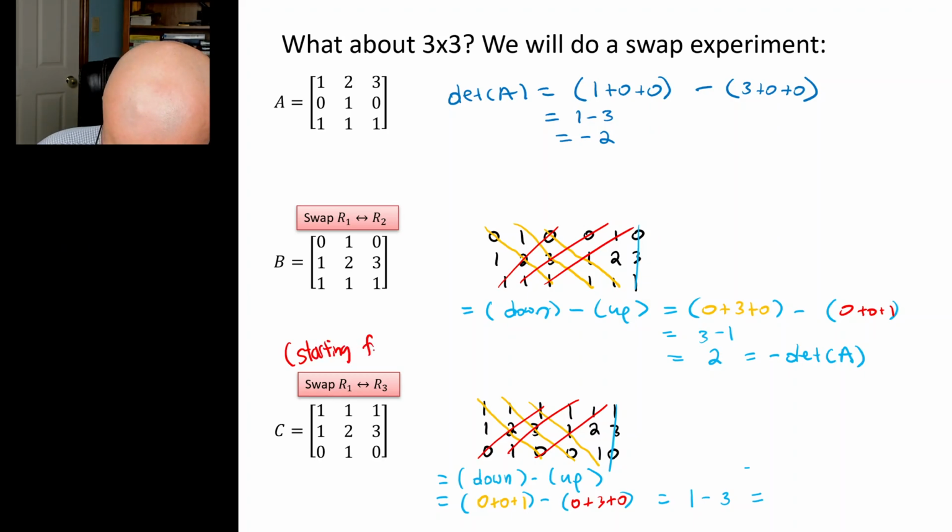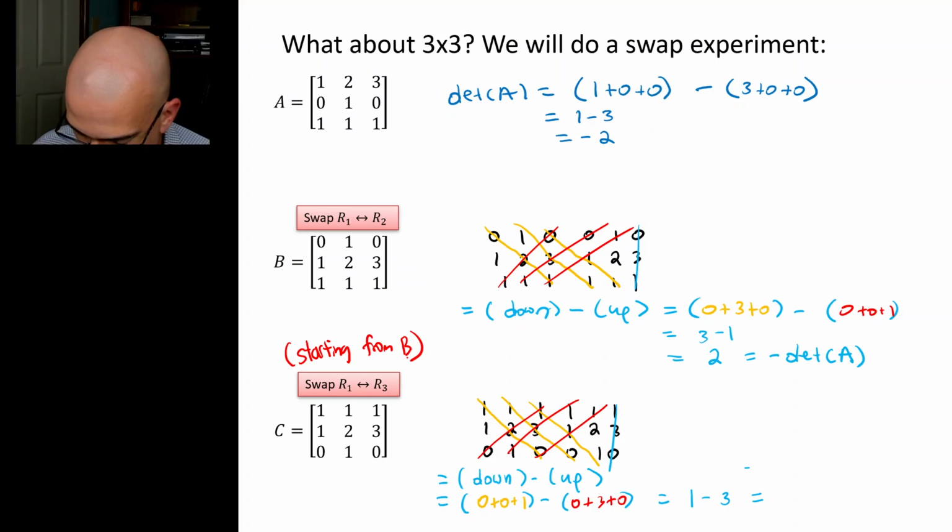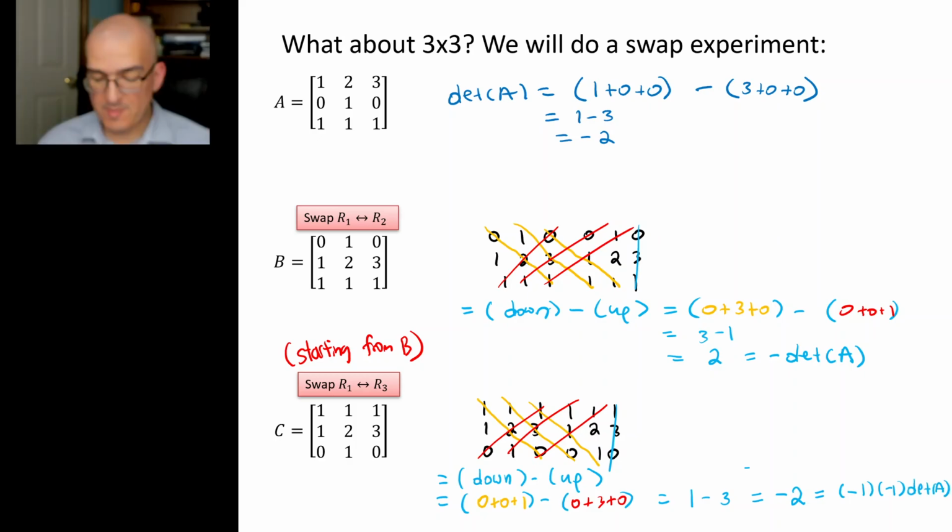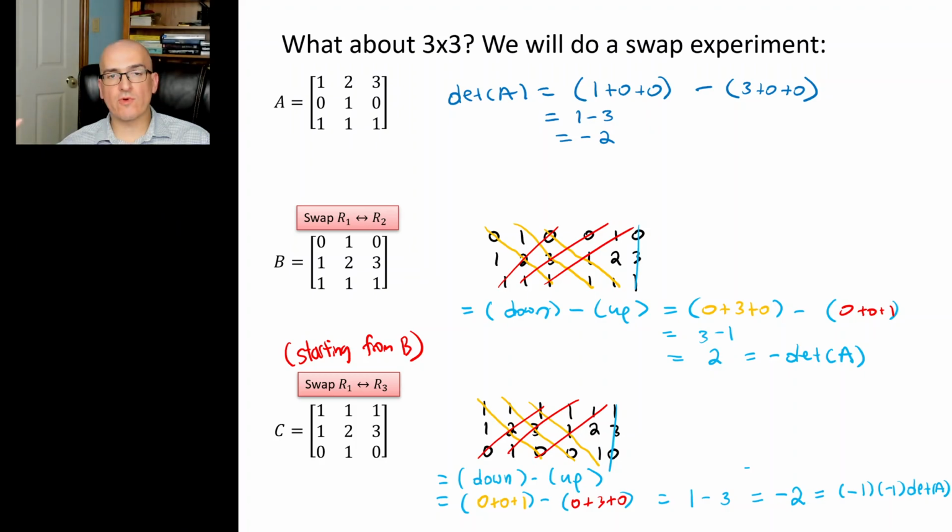Starting from B. So we get negative 2, which is negative 1 times negative 1 times the determinant of A. So what happened here was we first swapped row 1 with row 2. That introduced a negative sign to the determinant. Then from that new matrix, we swapped row 1 with row 3, and that picked up another negative 1. And we ended up with the original determinant back.